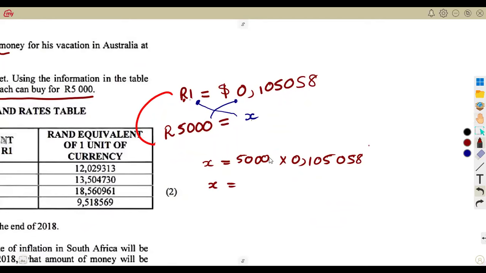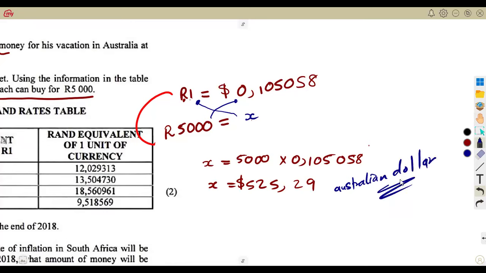So multiplying these two values, we're going to obtain 525.29, which is in dollars now, as we are converting to the Australian dollars. So therefore, X is equal to $525.29, which is representing the Australian dollar.